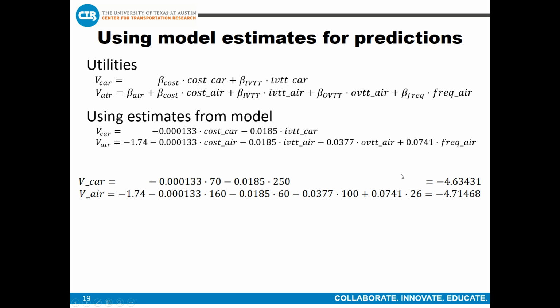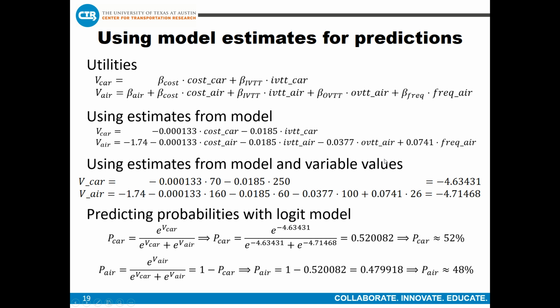Okay, let me just pull up everything. First of all, we have the utilities up here. Remember, we defined these utilities from our model initially. So what we're going to do first is plug in the estimates from the model that we had before. Remember that we found the alternative specific constant to be minus 1.74 for air. The beta for cost is minus 0.000133. The beta for in-vehicle travel time was minus 0.0185, and the other betas are right here. So you just plug those in.